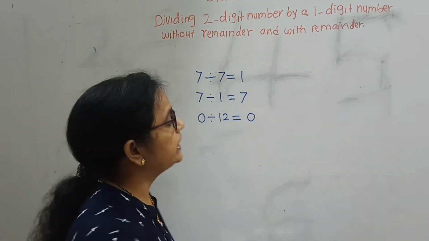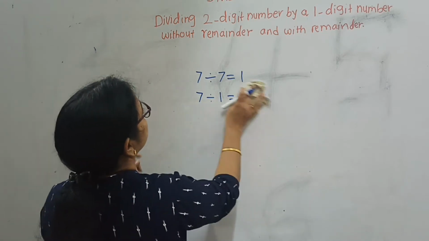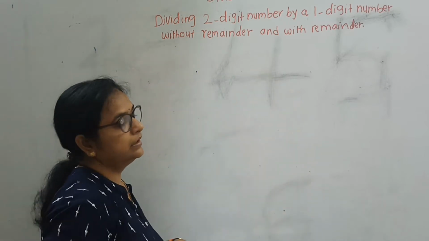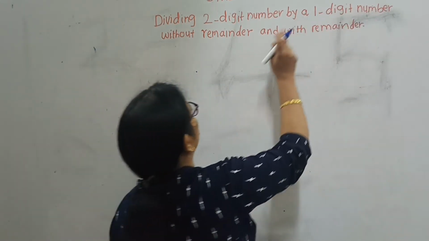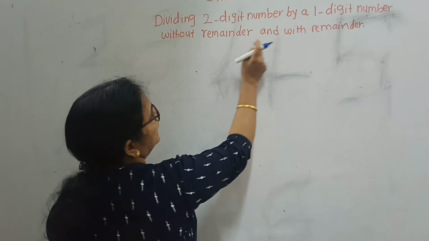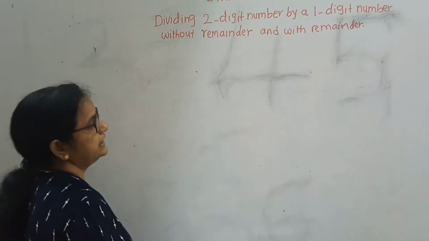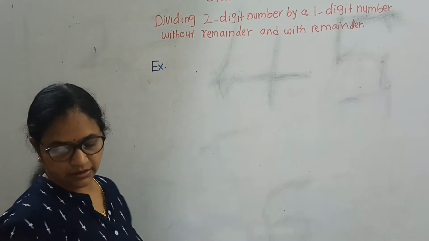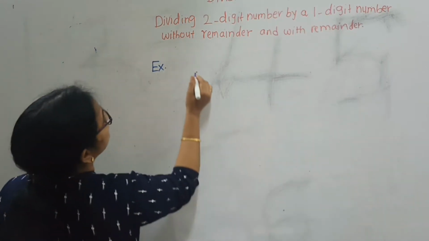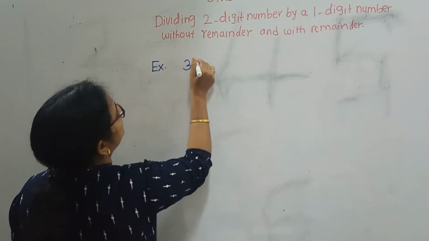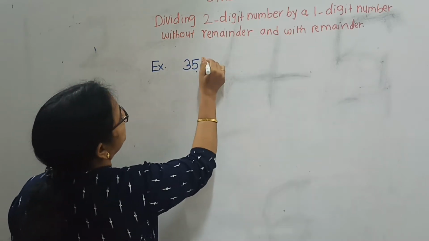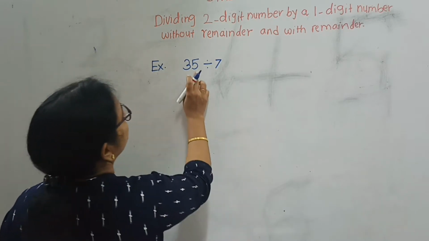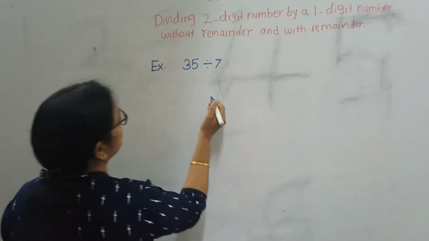Today we are going to learn dividing a 2-digit number by a 1-digit number, without remainder and with remainder. Let's see with an example. We have to divide 35 divided by 7. We have to find out the quotient here.